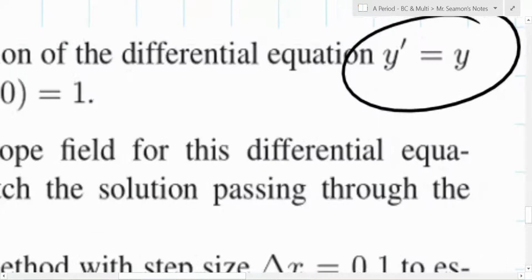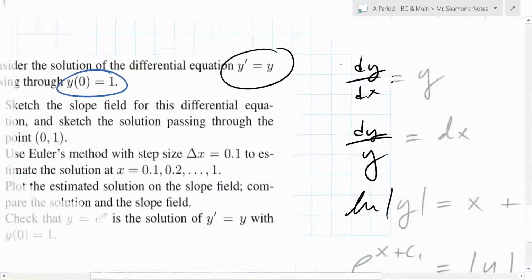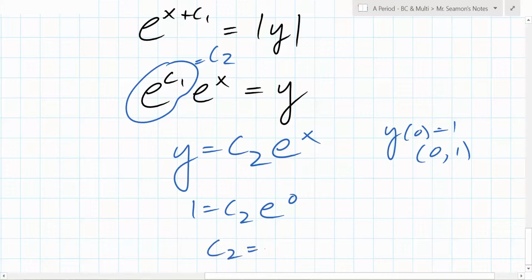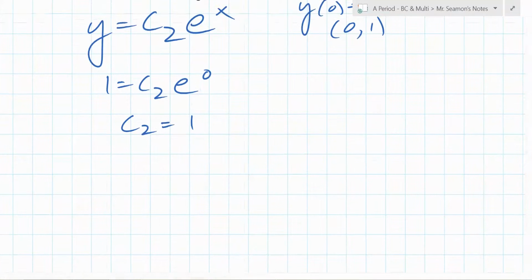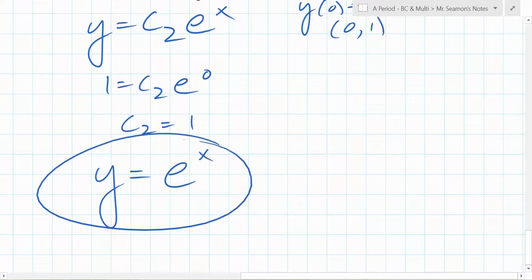Does it give you an initial condition? y(0) is 1. It tells you y(0) is 1, so that means when x is 0, y is 1. So we have 1 is equal to c2 e to the 0. So what does that mean c2 has to be? 1. So what's our final solution? y equals e to the x.